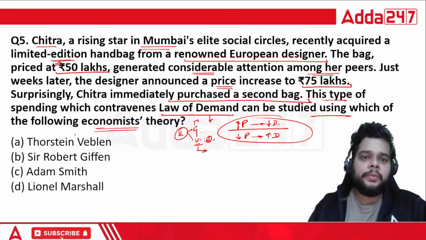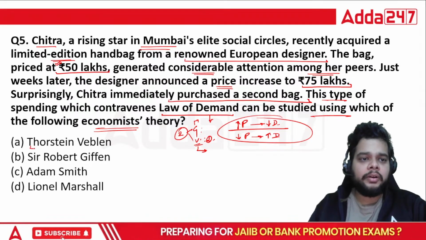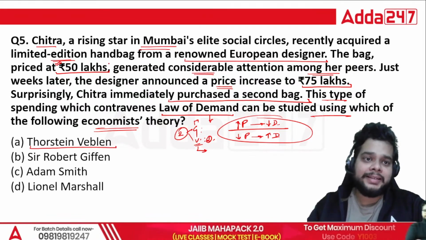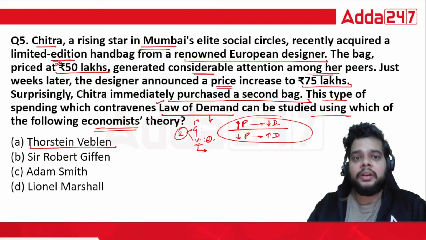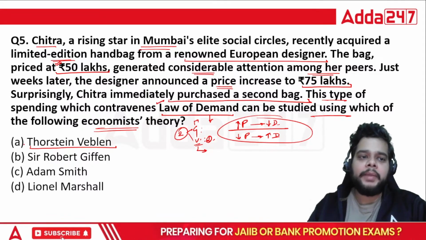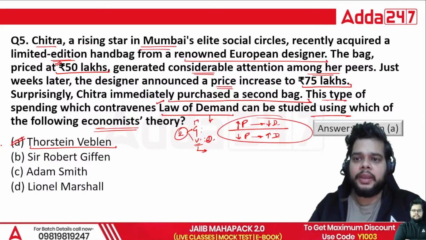And when we talk about Thorstein Veblen, he gave the Veblen goods idea. So what will be the right answer here? It will be Thorstein Veblen because we are talking about the luxury items. We are seeing the contrast or the exception to the law of demand, and we have been asked the particular economist's name, which will be Thorstein Veblen. So A is the right answer here.